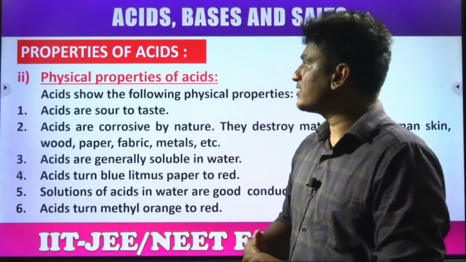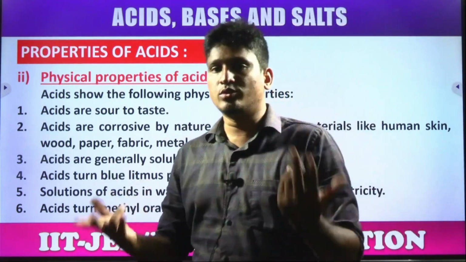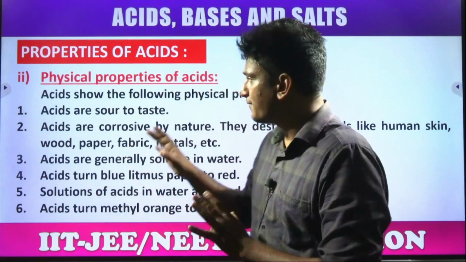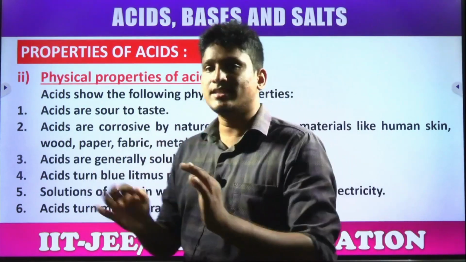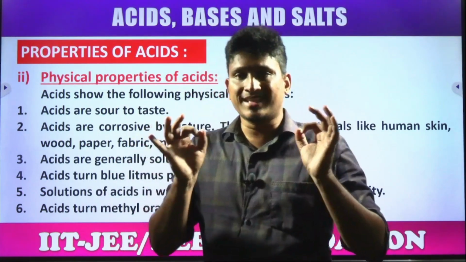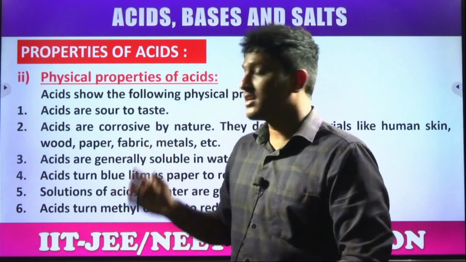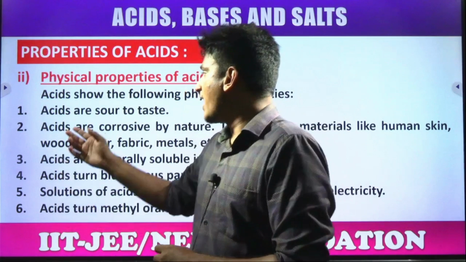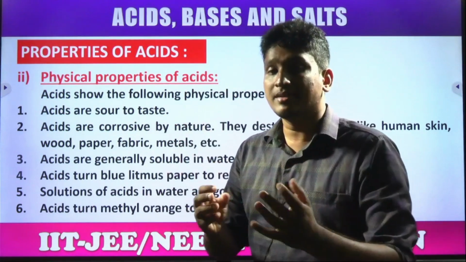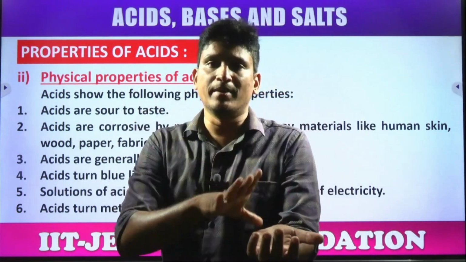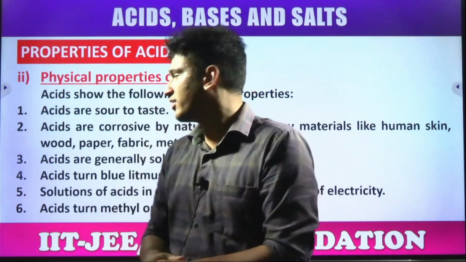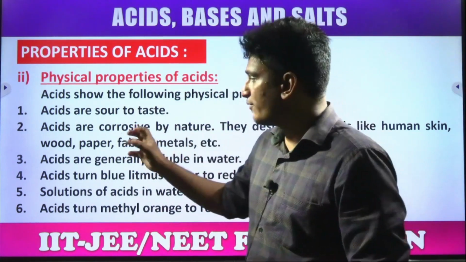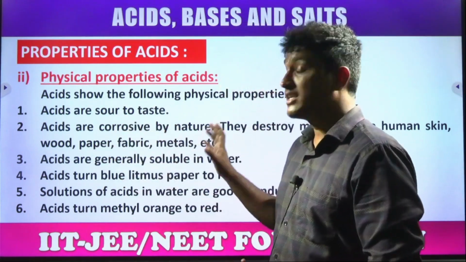So properties of acids. We have two types: physical properties and chemical properties. When it comes to the physical properties, students, first taste. All acids have one characteristic taste, that is, acids are sour to taste. All types of acids are sour to taste, and acids are corrosive in nature. That means they burn whatever material they fall on. So they are corrosive in nature. They destroy materials like human skin, wood, paper, fabrics, metals also, students.